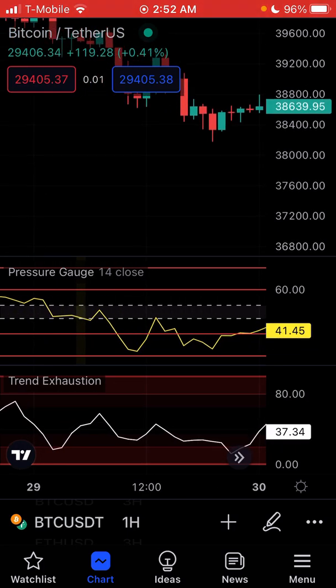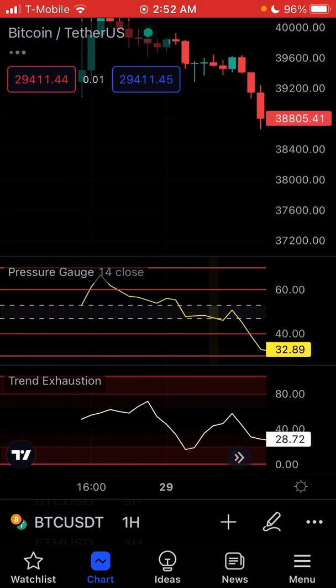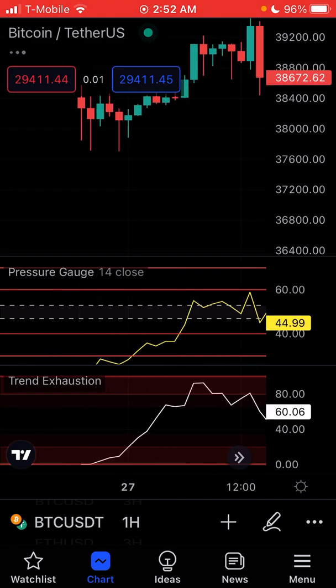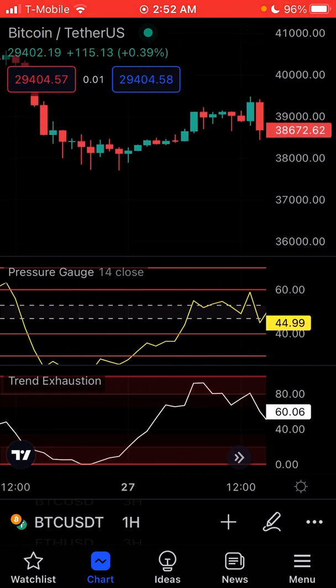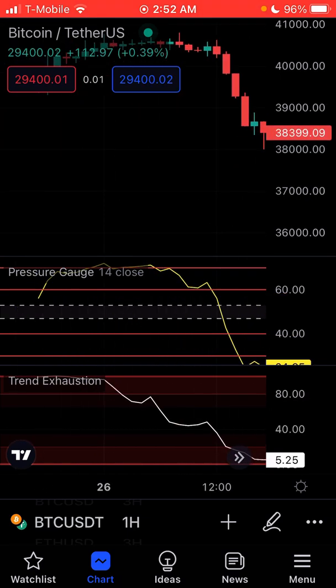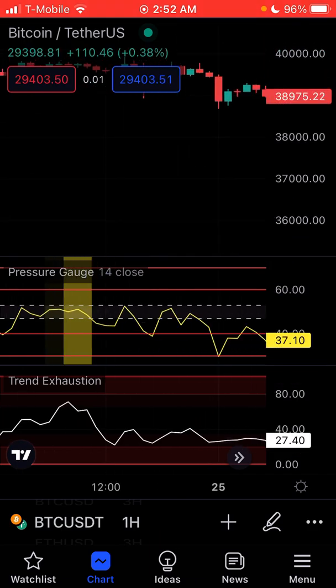There's a tiny small one there, and then it goes down a little bit. But let's look for one. What we're looking for is a pressure gauge. There's one right here.